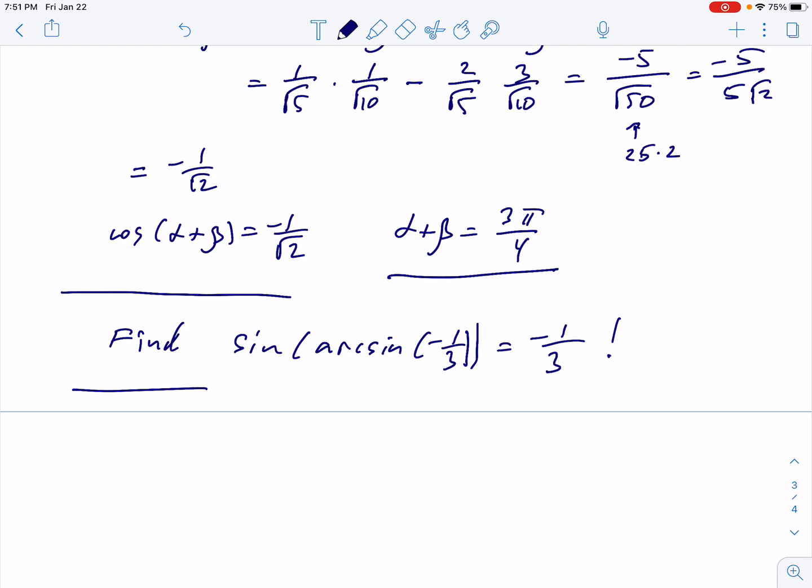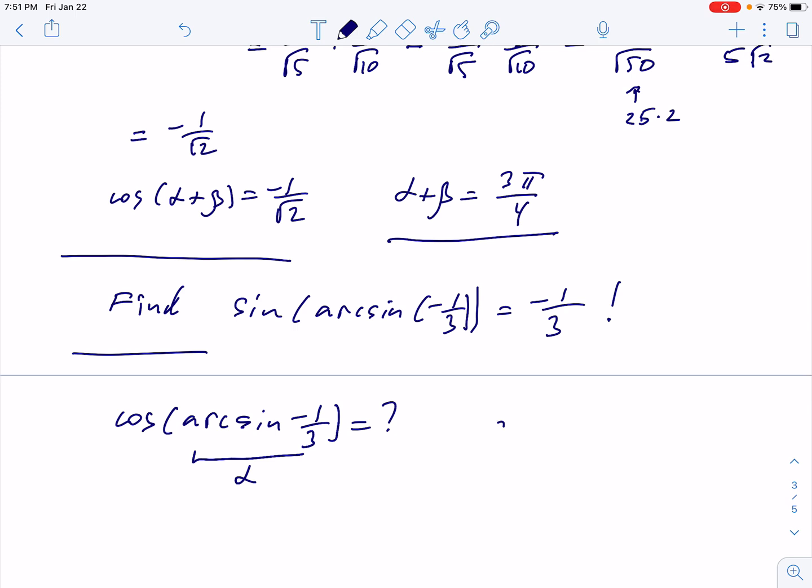Now, what about cosine of arc sine negative 1/3? Okay, now we have to work. We call this angle alpha, like before. We have that sine alpha is negative 1/3. The question is, what is cosine alpha?